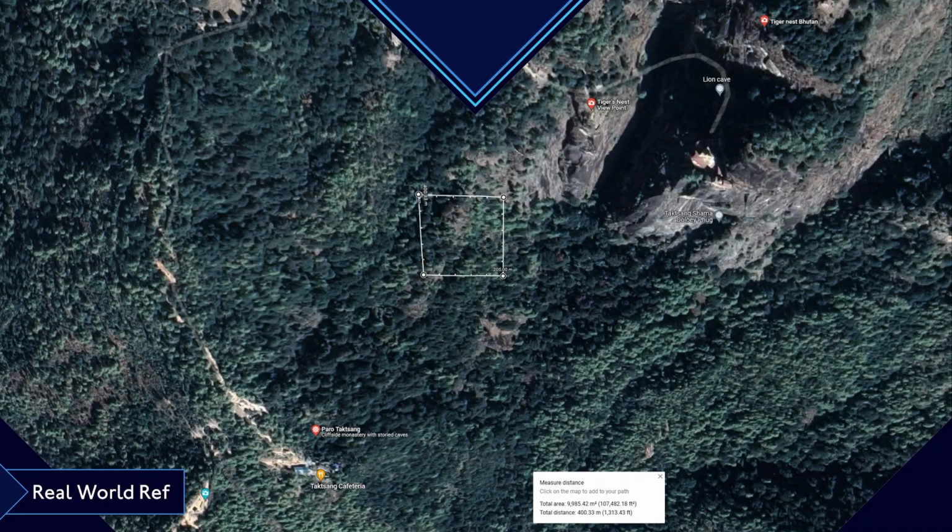This is, I think, Taktsang Palphug, like Tiger's Nest in Bhutan. And I was like, I don't know if I'm going to build a level about a mountain trail. I don't know how big mountain trails are. So I said, okay, let's look at Google Maps, take a top-down view, and just see how much space this real mountain trail takes up.